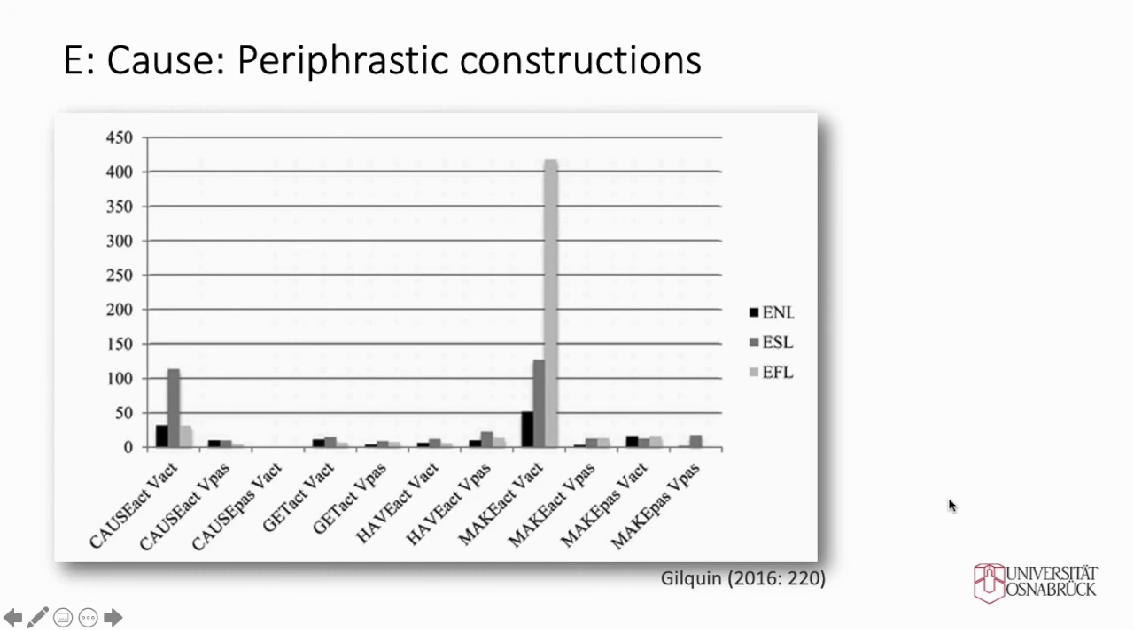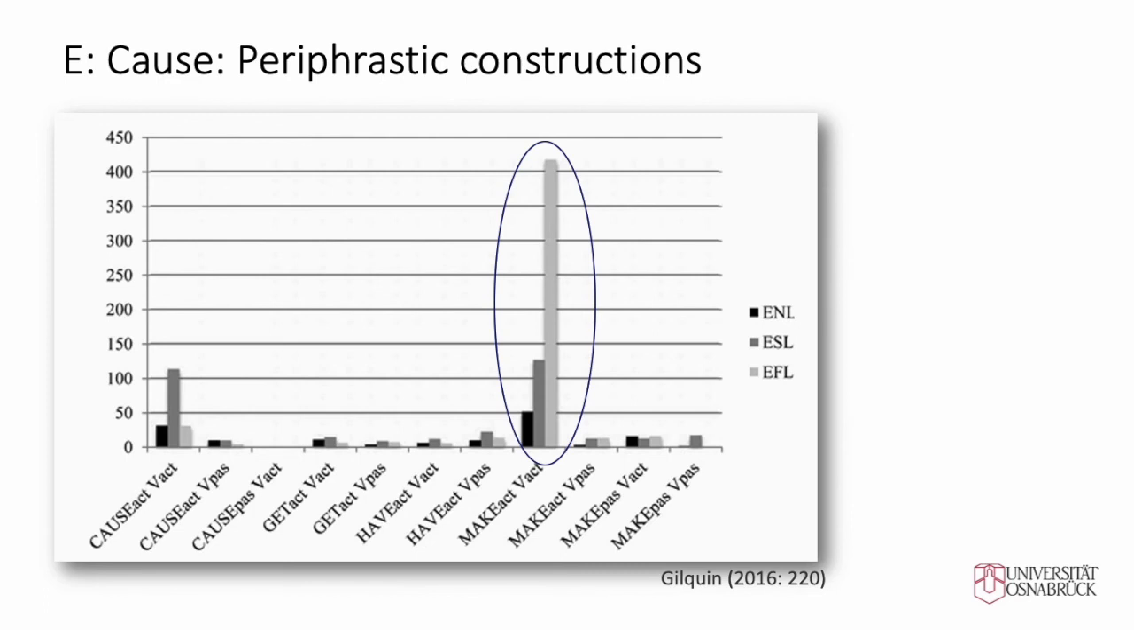Now, my results can be compared to Gilquin's study on learner corpora. So she's compared English native speakers, English as second language learners, and English as foreign language learners. And she's looked at, in their essay writing, the kind of make constructions, the kind of causative constructions, I should say, they use. So not only make, which are here, but also have, get, and causative constructions.